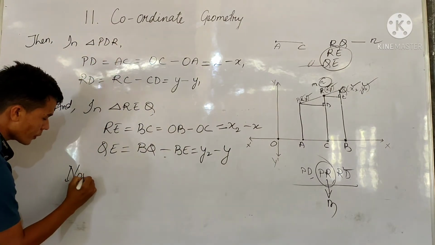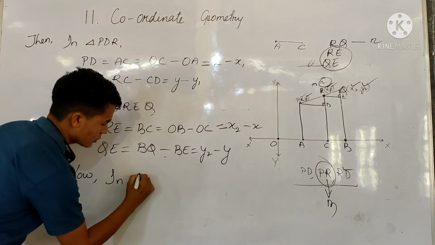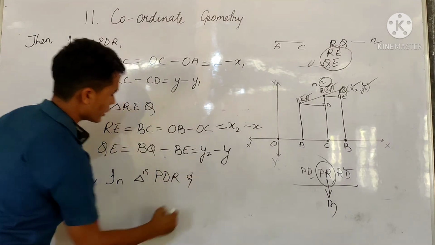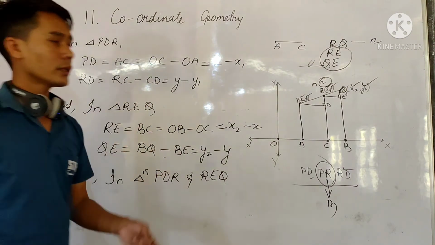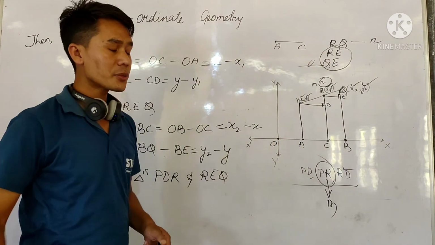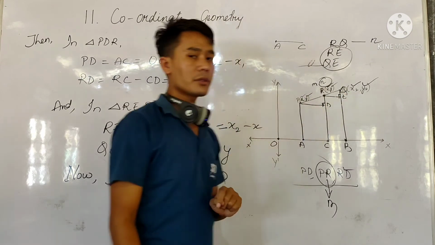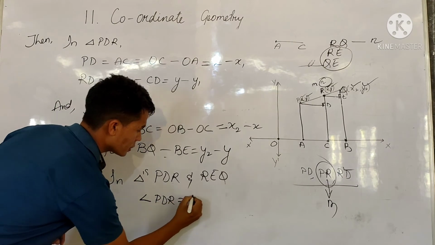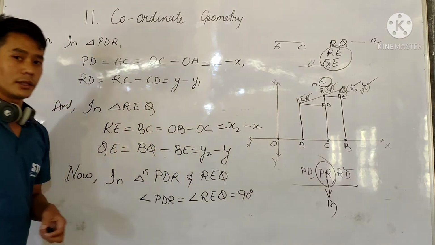Now consider the two triangles, PDR and REQ. In both the triangles, there is a pair of angles which measure 90 degrees. This angle and this angle, D and E, measure 90 degrees each. So angle PDR is equal to angle REQ, which is equal to 90 degrees.